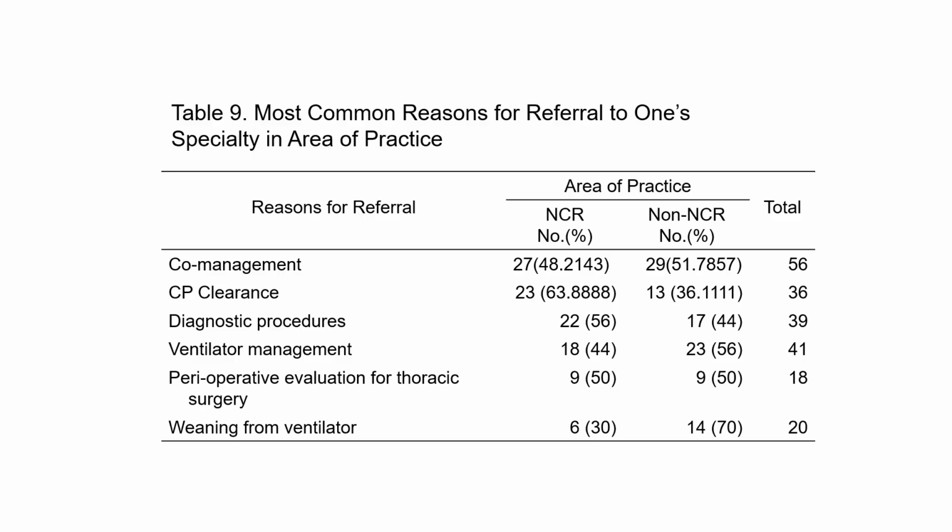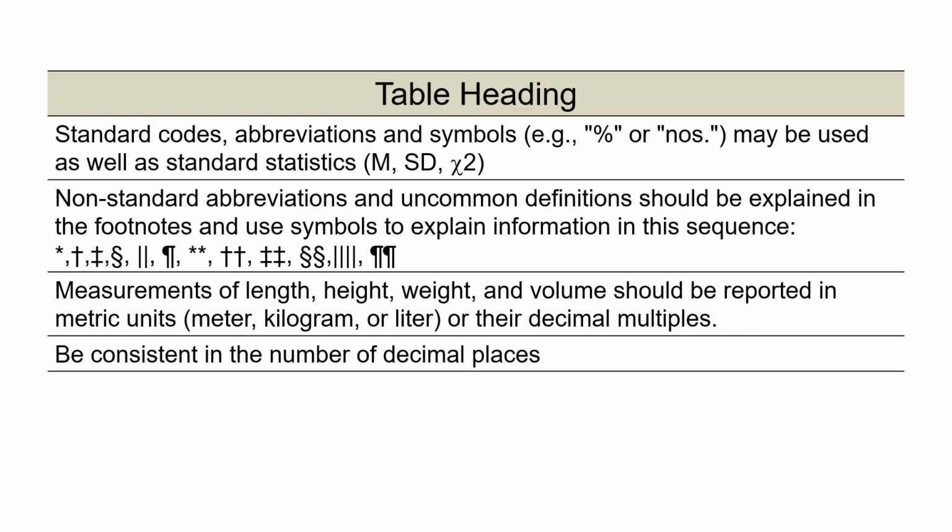Standard codes, abbreviations, and symbols like percent or number may be used, as well as standard statistics like MSD and chi-square. Be consistent in the number of decimal places. Non-standard abbreviations and uncommon definitions should be explained in the footnotes, and use symbols to explain information in this sequence. These symbols may vary from journal to journal, so check the journal's instructions for authors.